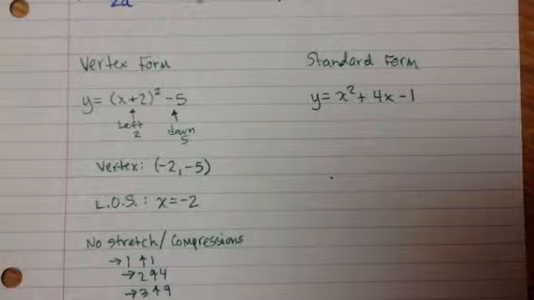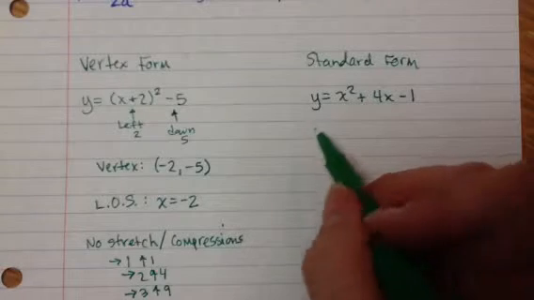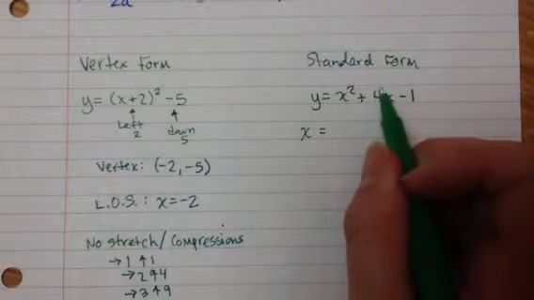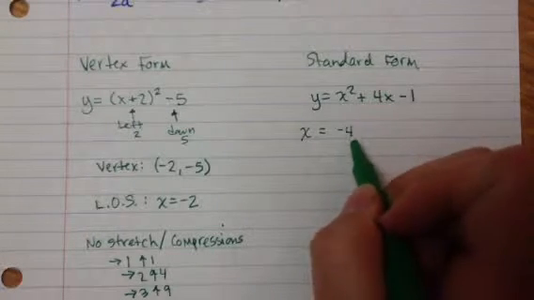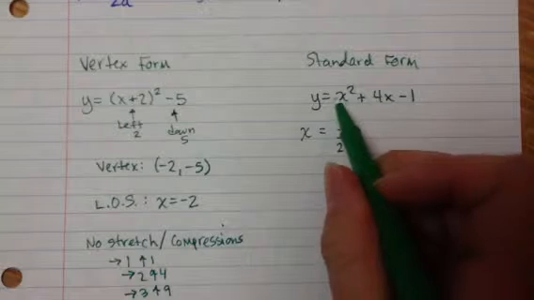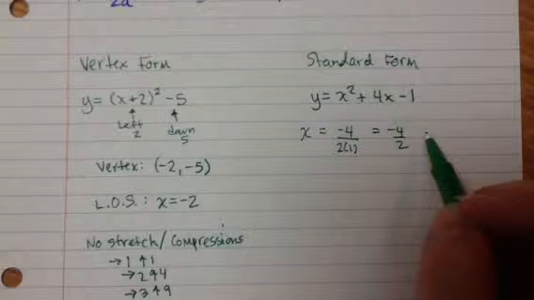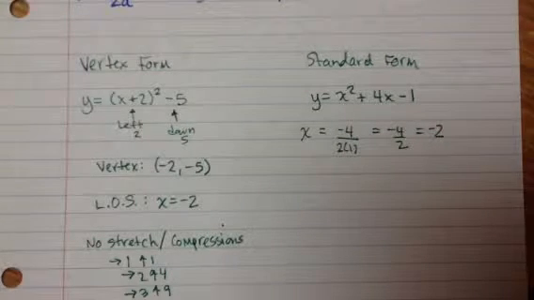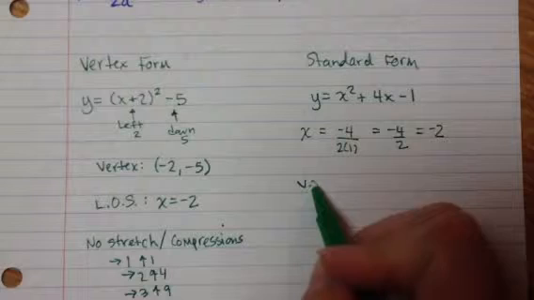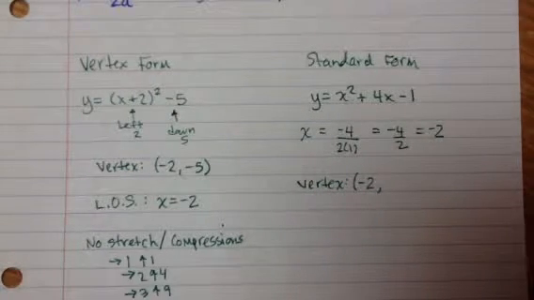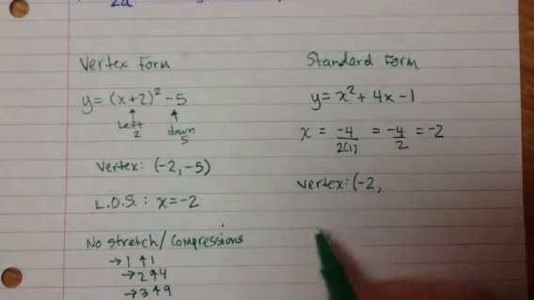Let's look at our standard form. In standard form, we're going to find the vertex by doing x equals the opposite of b over 2a. So x equals the opposite of b, so opposite of 4, over 2 times a, which is 1, so 2 times 1. So x equals -4 over 2, or x equals -2. Now that's just the x part of my vertex. So the vertex will be at -2 comma something. And we get the y-coordinate by subbing -2 in for x in that equation.